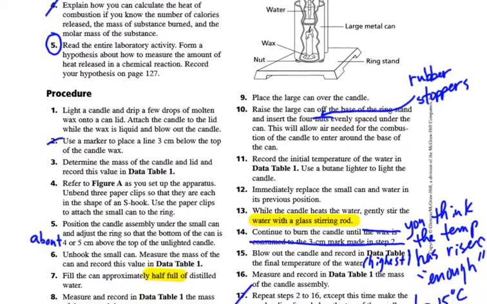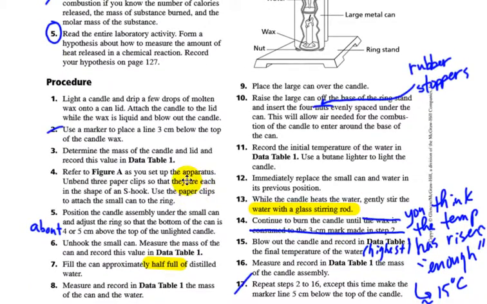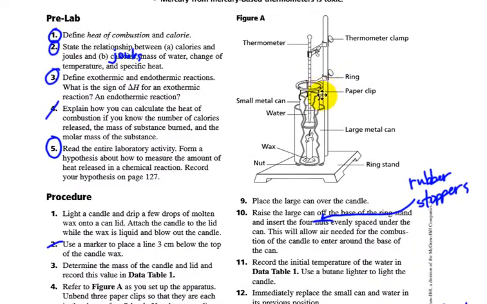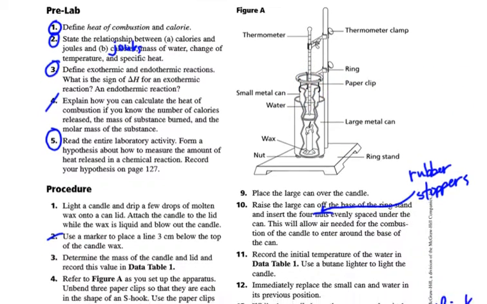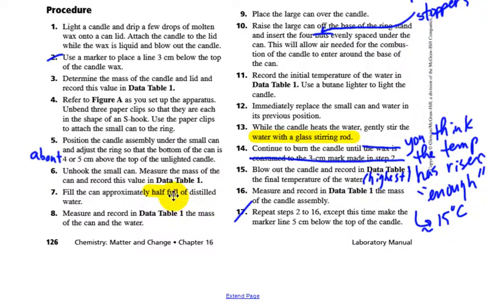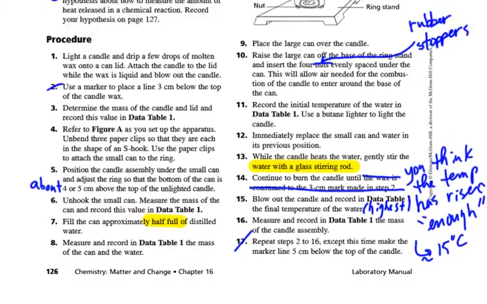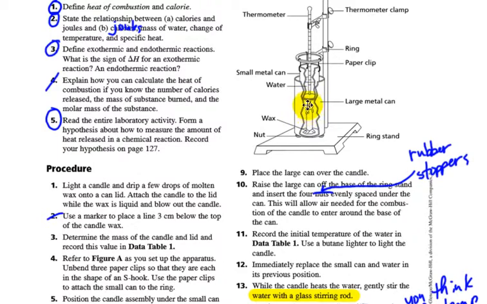And then number 4, refer to figure 4 as you set up the apparatus. Unbend 3 paper clips so that they form an S hook. Use the paper clips to attach the can to the ring. So that's this part right here. You see the paper clips. To attach the water can to the ring, we just use paper clips there. I have pre-drilled holes in the can, so it should be relatively easy. Position the candle assembly under the can and adjust the ring so that the bottom of the can is about 4 or 5 centimeters above the top of the unlighted candle. So that's this distance right here, about 4 to 5 centimeters.